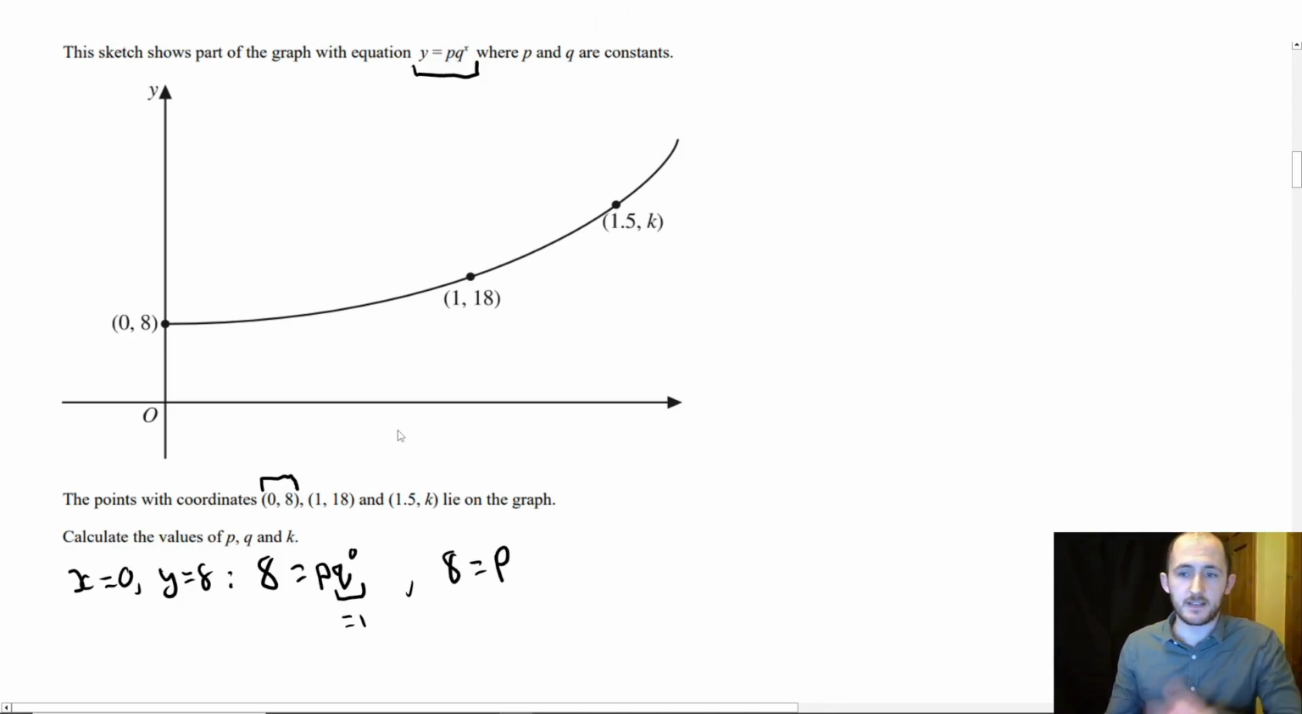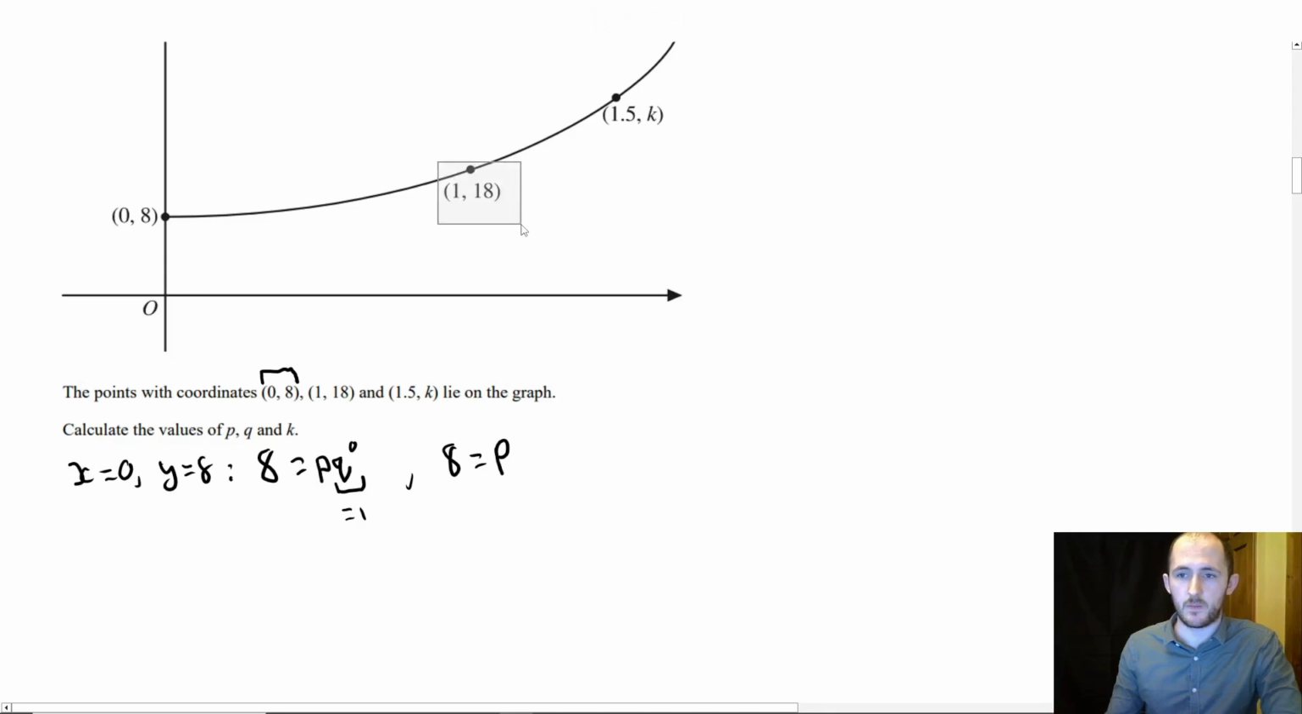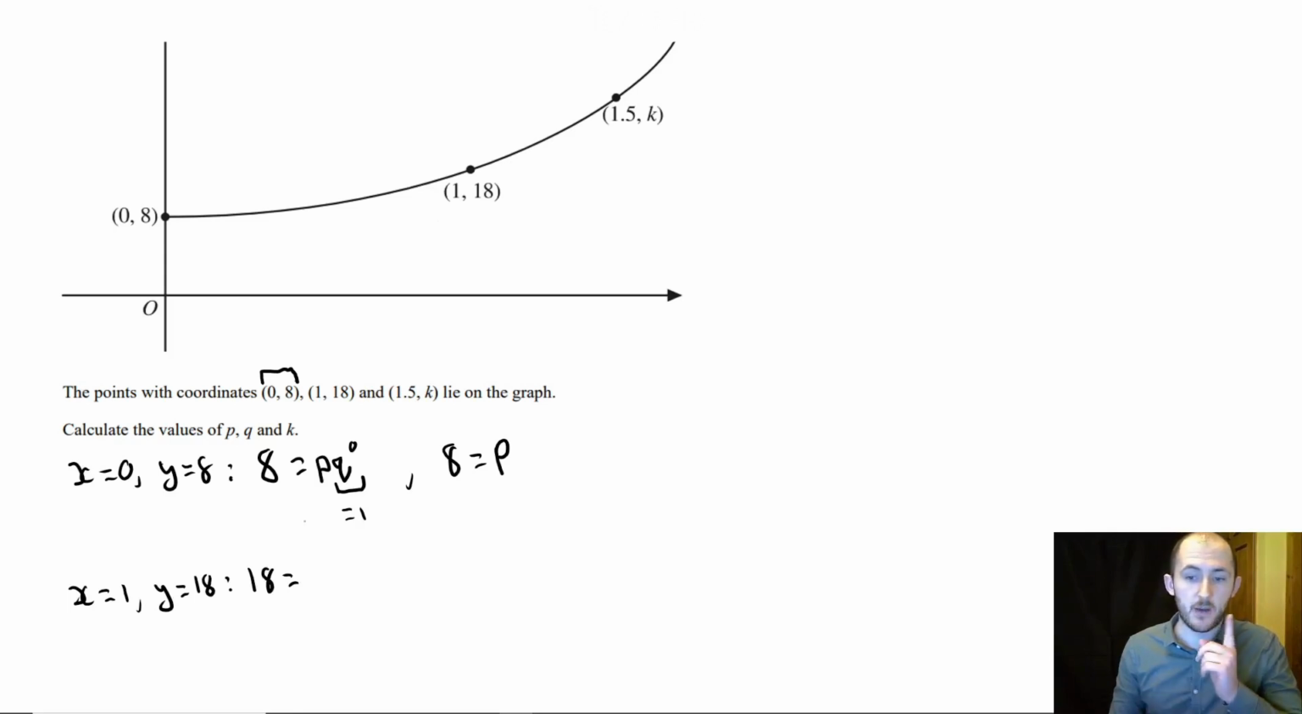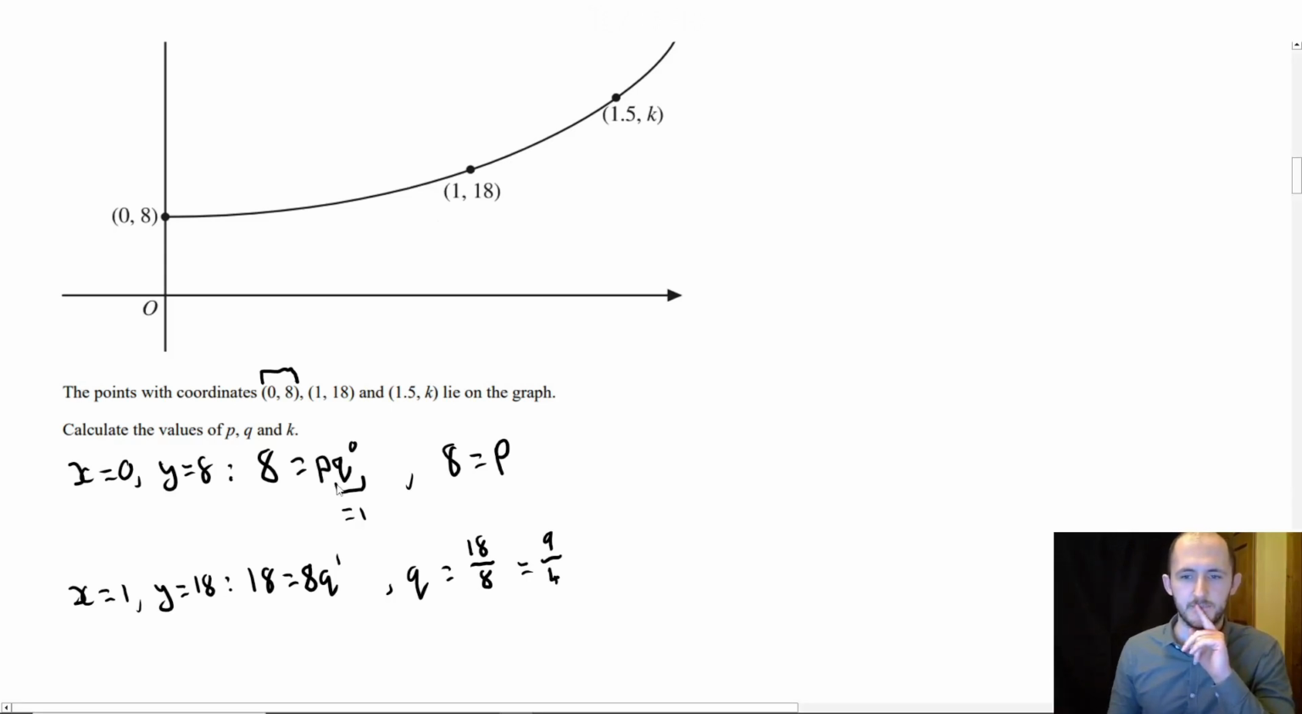Okay, it's always going to be where p is. Working out the other value is then just a matter of substituting in anything. So I'm going to substitute in the 1 and 18. So when x is equal to 1, y is equal to 18. So again, we have 18 equals p, which is now 8, q to the power of 1, so just q. Which means q is just going to equal 18 over 8, which is just 9 over 4. I'll leave it like that because there's not much point in simplifying any further. So far, are we all okay? Hopefully.